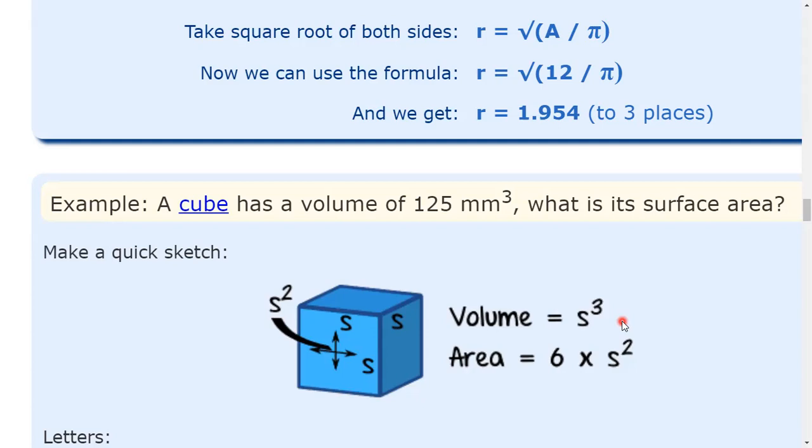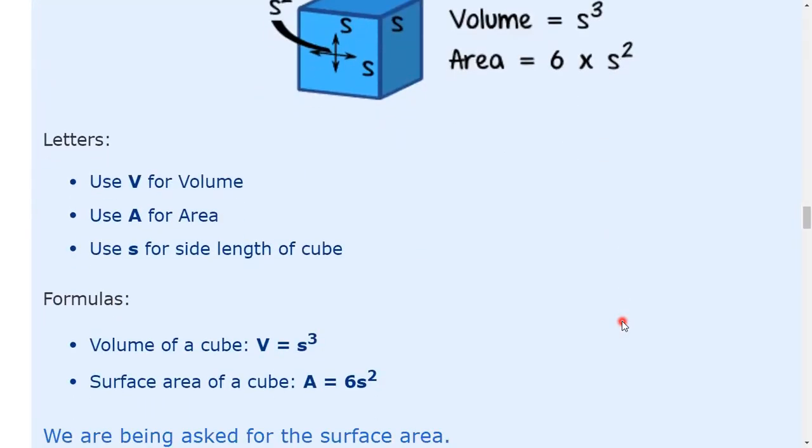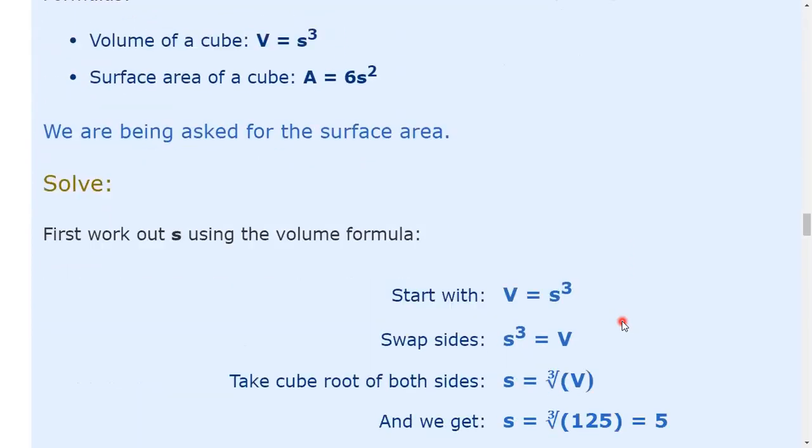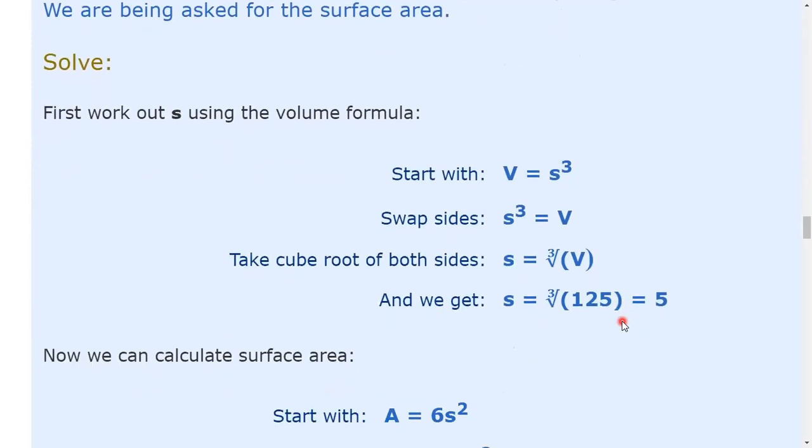Okay, now let's see. So you will have to use these letters. Please read this solution. Use V for volume, A for area, S for side length of cube. Volume of a cube is V equals S cubed. Surface area of a cube is A equals 6S squared. We are being asked for the surface area. First, work out S using the volume formula. Start with V is equal to S cubed. Swap sides. Take the cube root of both sides. And we get S is equal to 5.